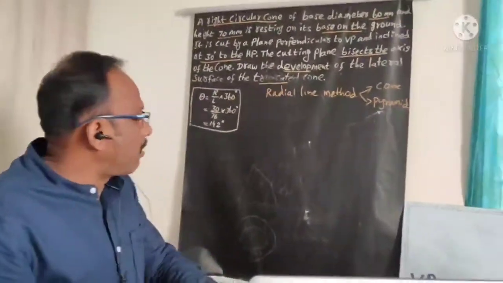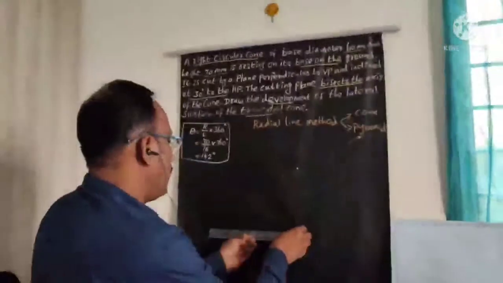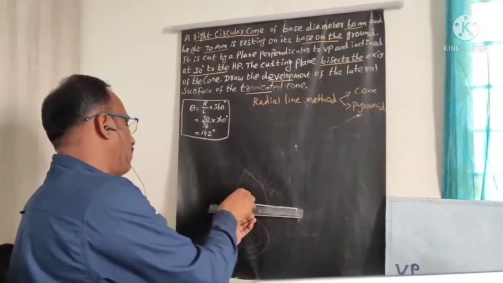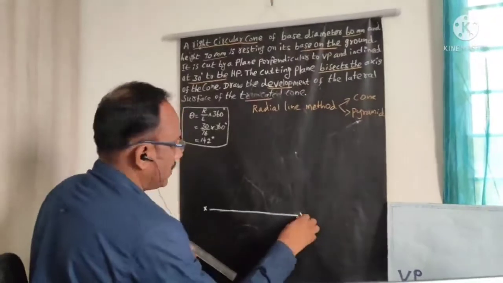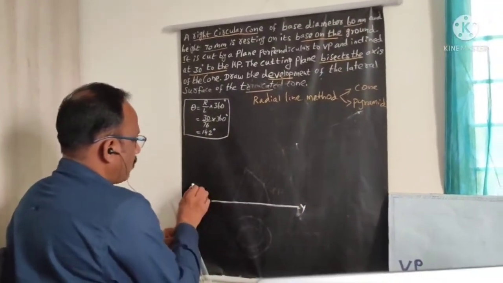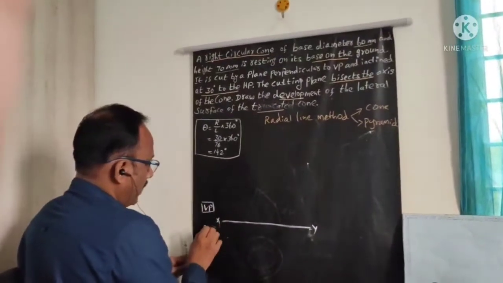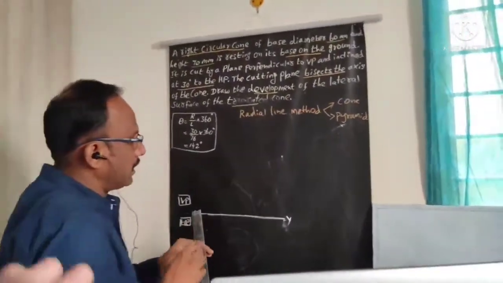Similar to the previous problem, what is the first step? Here, you draw one XY reference line and mark it as X comma Y. Above XY we call this the vertical plane, below XY I call this the horizontal plane. I will mark it like that.